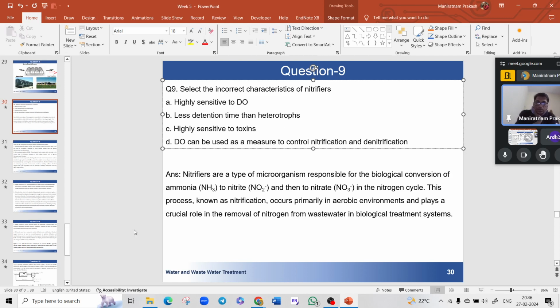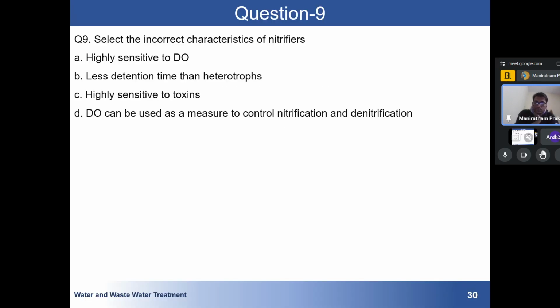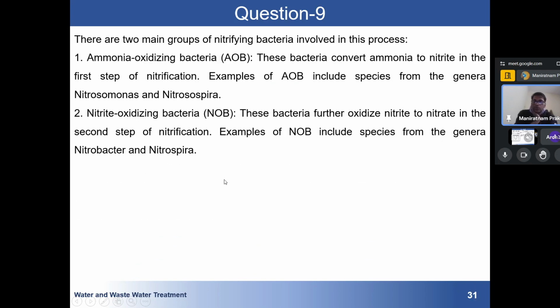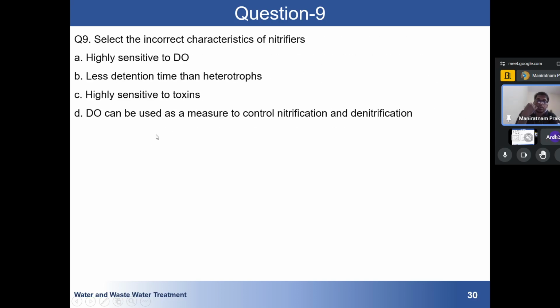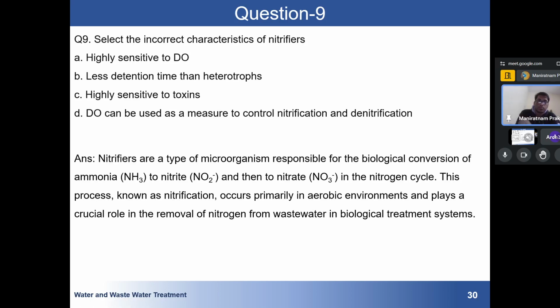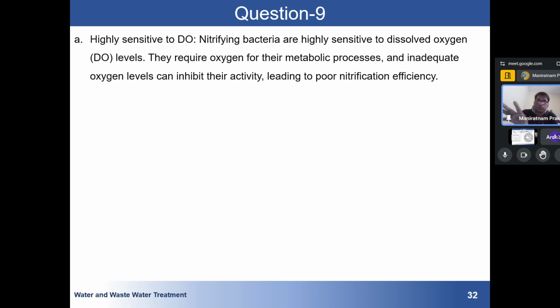Incorrect option. Okay. So the first option is correct. Nitrifiers are highly sensitive to DO: the more DO, the more metabolic process, and the more nitrogen can be removed. The second option says less detention time. No, a proper detention time should be there.